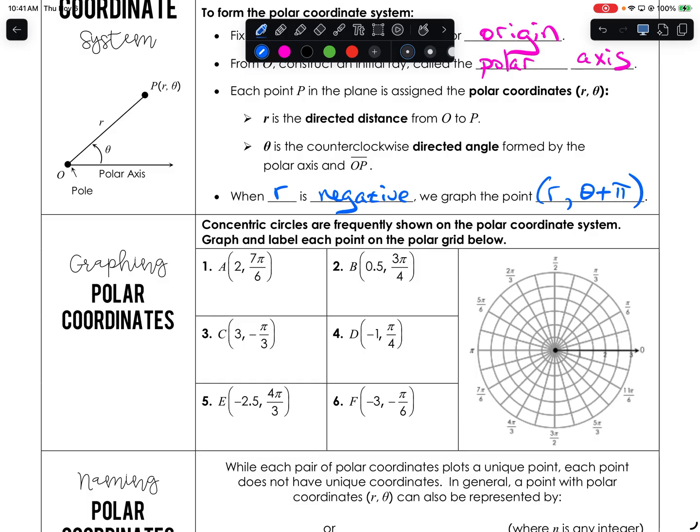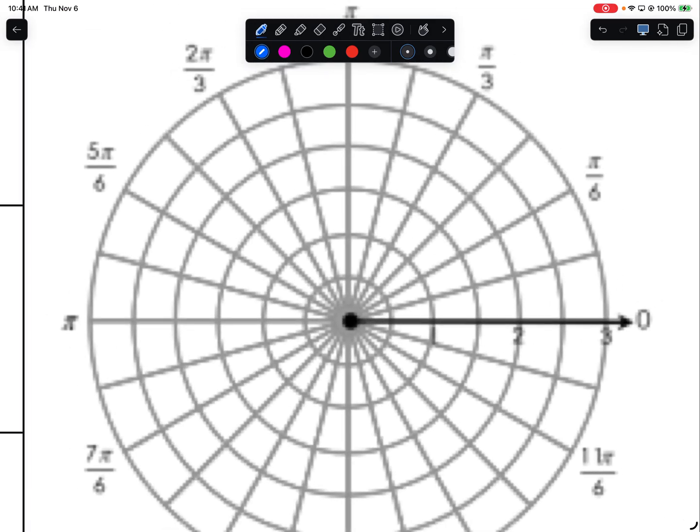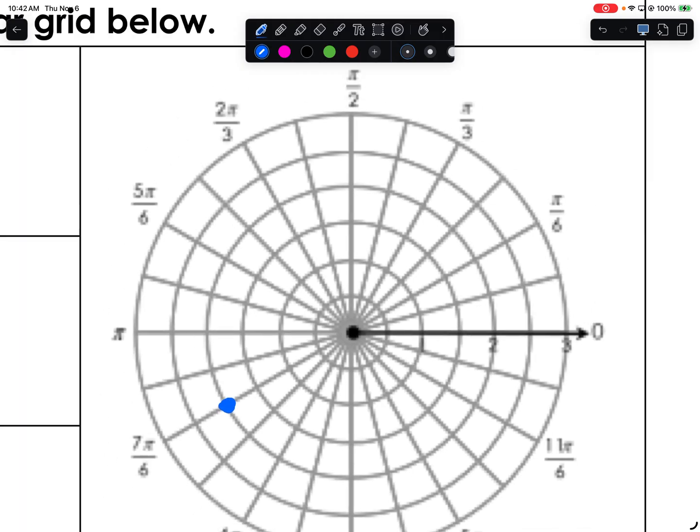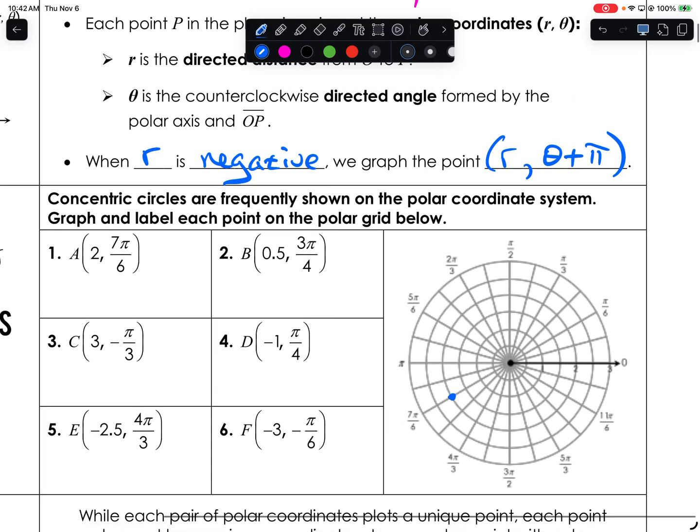So we go to the 2. You can see right here, barely, it's kind of blurry, but there's a 2 right there. And then we go to 7 pi over 6. So I follow this around, and I make my dot right here at 7 pi over 6. Okay? And we're going to label that point, right? Because it's making us graph 6 different points. So we're going to label that point A.